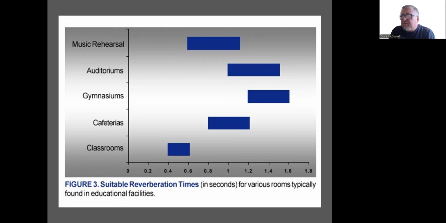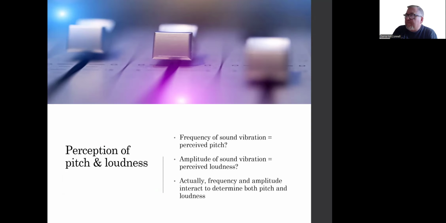So we have some different recommended reverberation times here. In a classroom, where hearing someone speak clearly is very important, we want reverberation times down around 0.4 to 0.6 seconds, right? But in a gymnasium, where people are doing more sports kinds of things, and hearing a voice is less crucial, then we can have longer reverberation times, right?